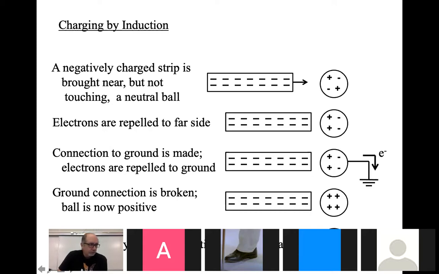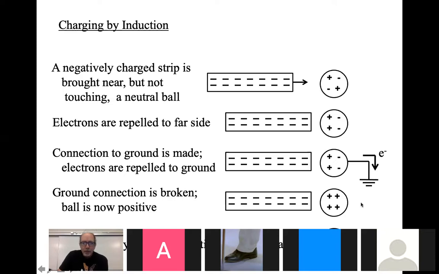If instead we had used a positively charged strip, then the electrons would be attracted to the near side. So let's pretend this has a positive charge now. The negative charge is attracted to it. Then when we connect it to the ground, which is an unlimited supply of electrons, electrons will actually come out of the ground, being attracted to the positively charged object.